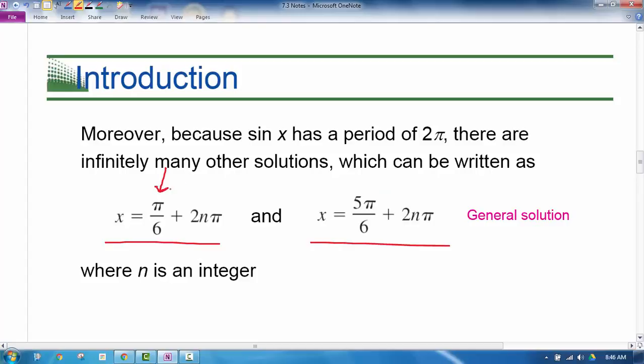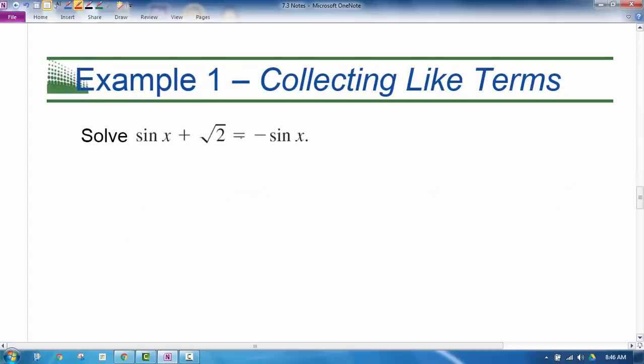It happens at 30 degrees where the sine is 1/2, plus any multiple of 2 pi, where n is just an integer. So n could be 0, n could be 1, n could be 2, and so on. If n's 0, we just get the 30 degrees. If n's 1, we get the 30 plus the 360, so we're talking about 390, and so on. And then also we have the 5 pi over 6 over here, plus any multiple of 2 pi. So let's do an example then.